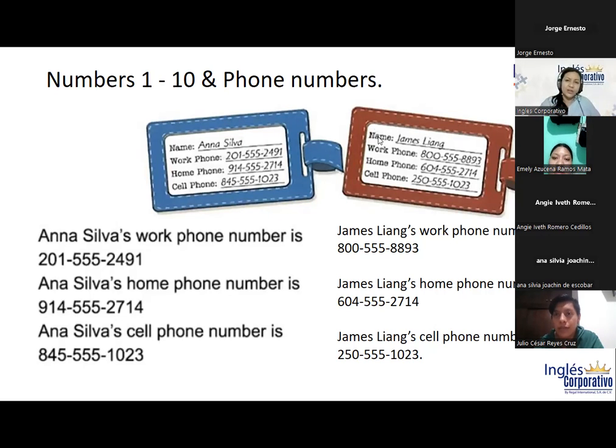We have over here another example about James Leon. Who wants to say what is James Leon's work phone number? What is Leon's work phone number? 8-0-2-5-5-5-8-8-9-3-3. Thank you, Karina. Okay, what is Leon's home phone number? 6-0-4-5-5-5-2-7-1-4. Thank you, Angie. And what is his cell phone number?